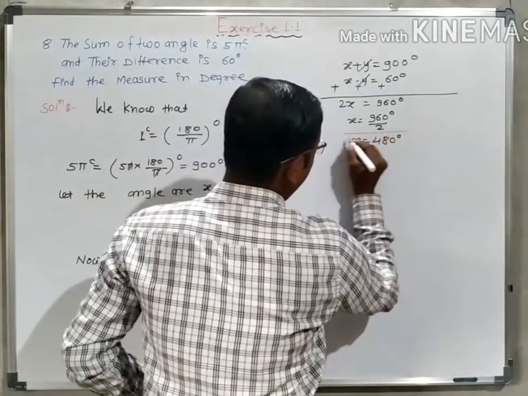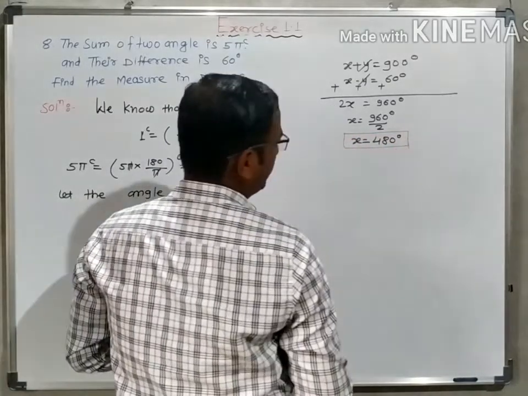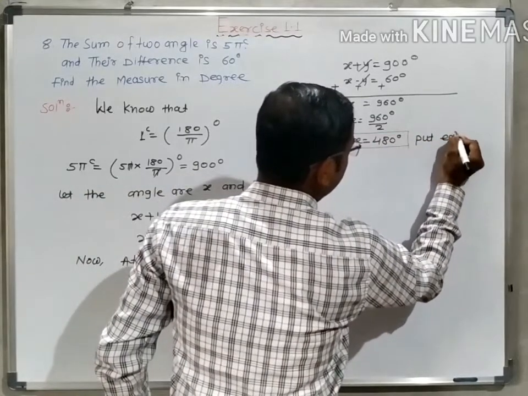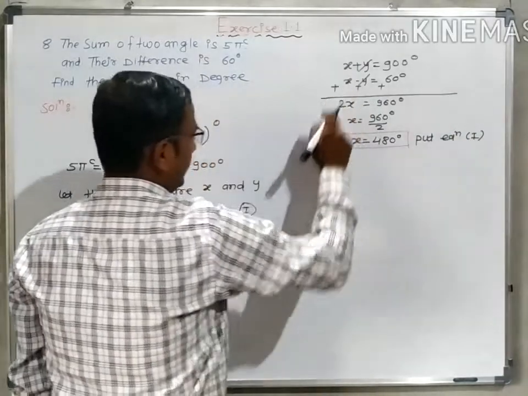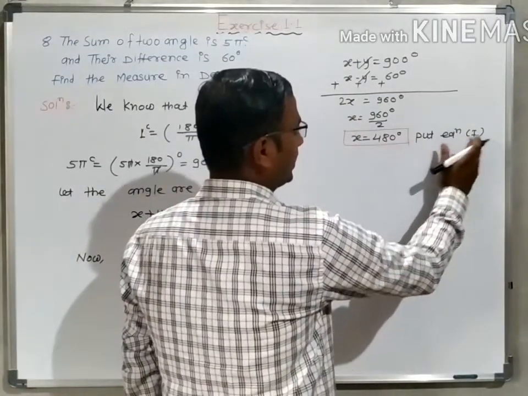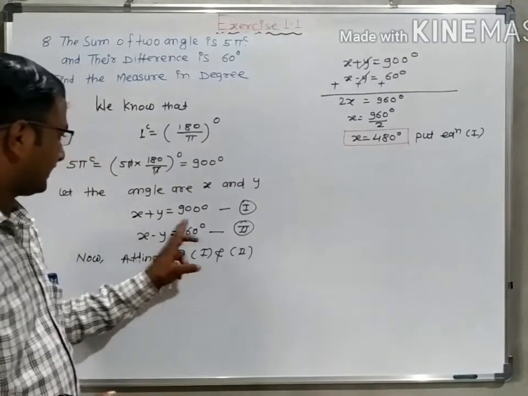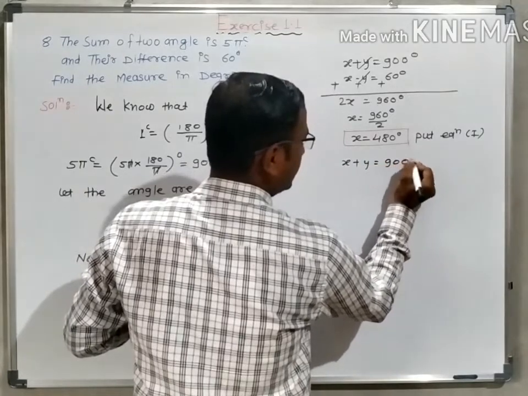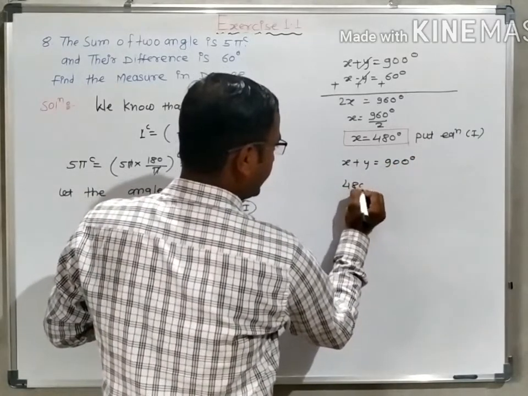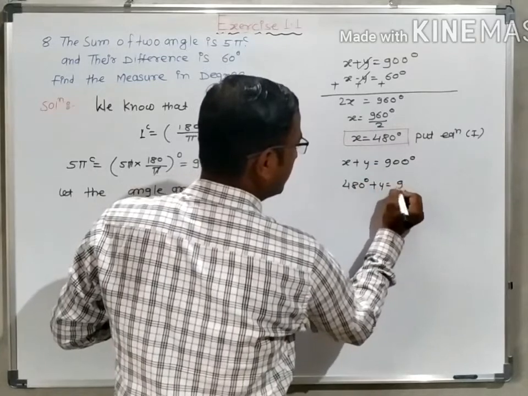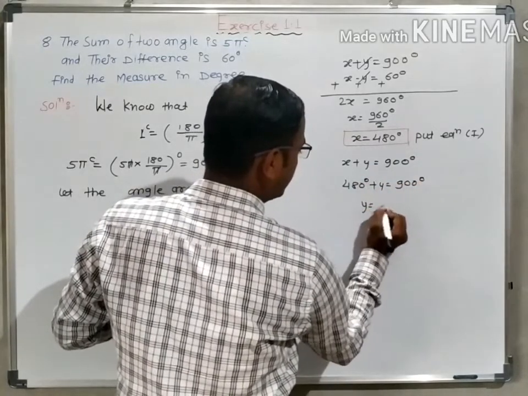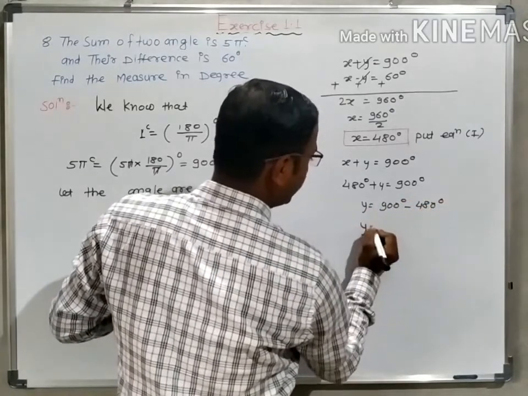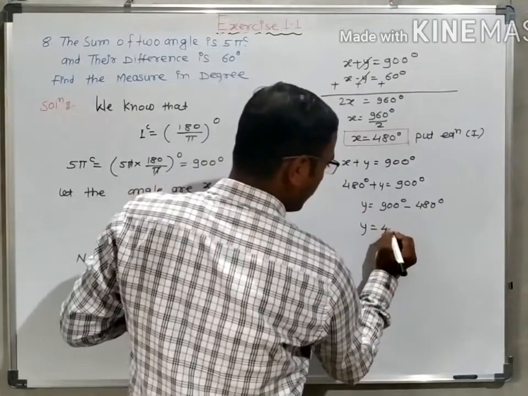So this is the value of x. Put it in equation 1. Equation 1 is x plus y is equal to 900 degree. So x is 480 degree plus y is equal to 900 degree. So y is equal to 900 degree minus 480 degree. So y is equal to 420 degree.